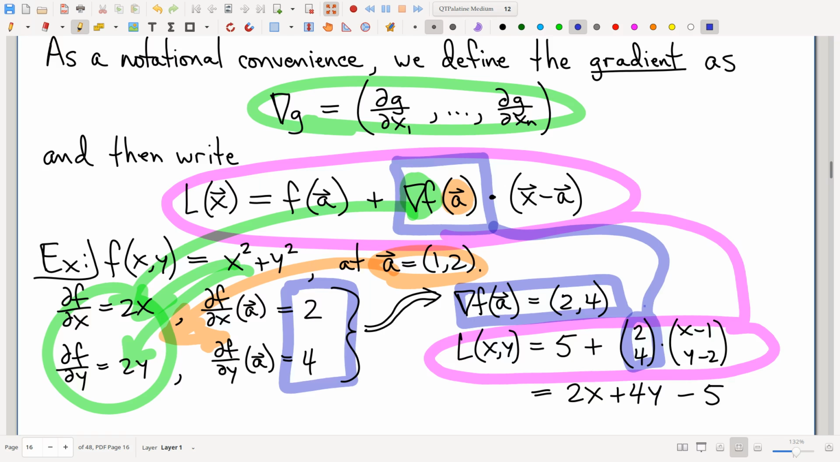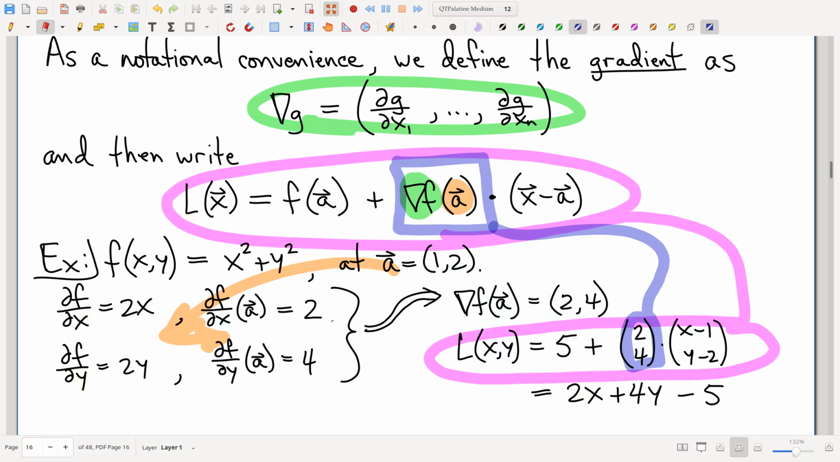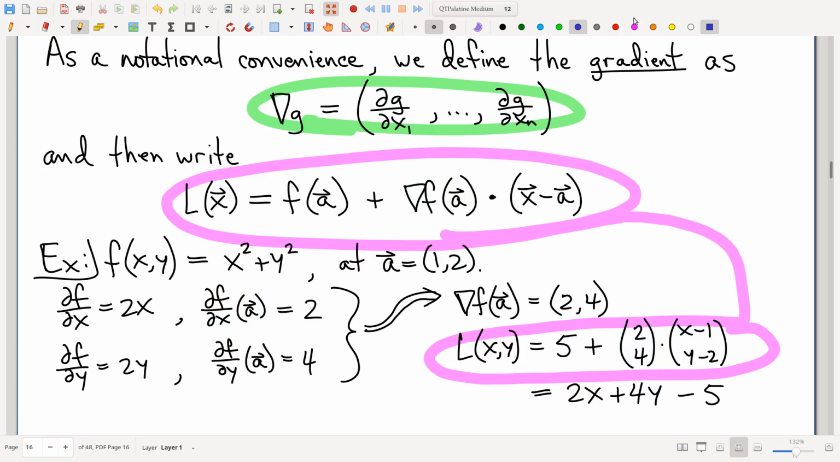Okay, all right, and then the very last part of this, again, let me just try to clean up my mess here. The last part is I've got to dot that with x minus a. And there you go. A is (1, 2). So, okay, very plug and chug.